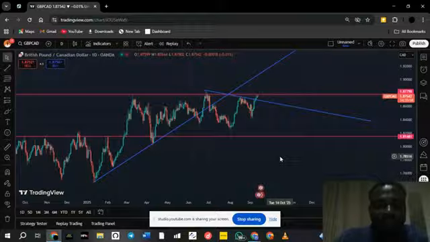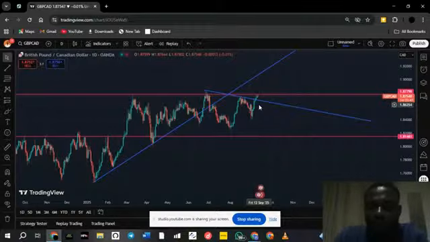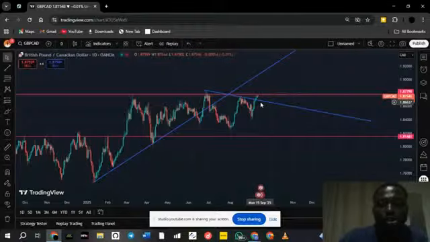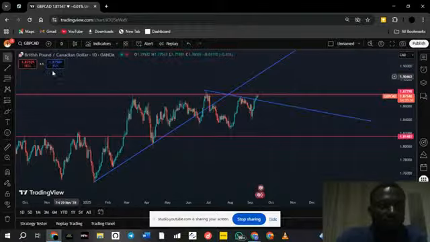But for now, I am only looking at a sell, watching the market like a hawk, waiting for the daily close. So at the end of today, by tomorrow on GBP CAD, we are likely to know if we are taking a buy, a sell, or not. So what next? Let's take a look at another pair.